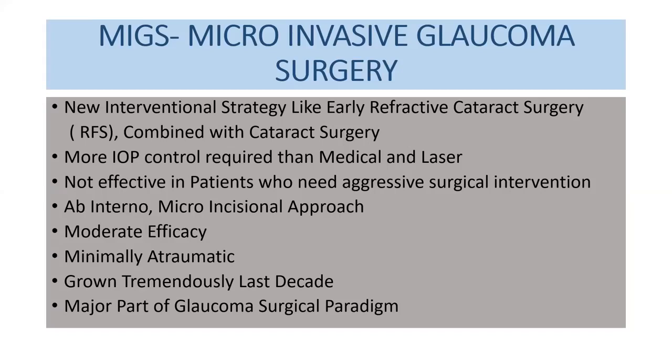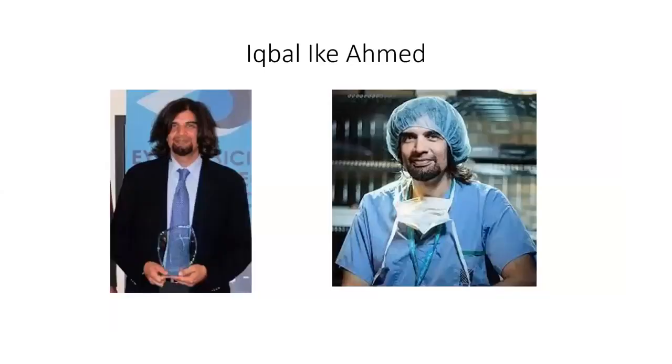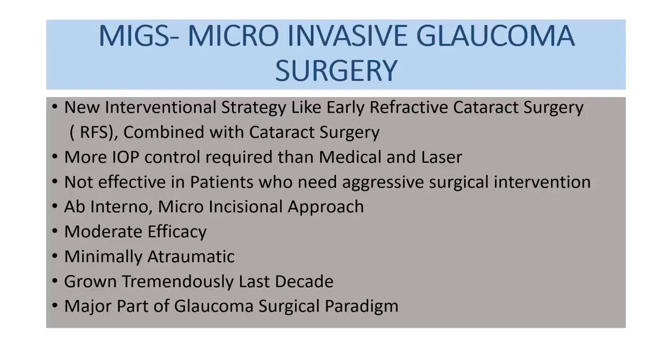And it is a micro-incisional approach. Remember, at this stage it has moderate efficacy, not a very high pressure reduction. But the important thing is that it is minimally traumatic. In trabeculectomy you are making flaps, with bleeding, fibrosis, and so many things going on. MIGS is minimally traumatic, and it has grown tremendously in the last decade, particularly in the USA. UK people are also doing it, but USA people are quite aggressive in this. Now it is a major part of the glaucoma surgical paradigm.